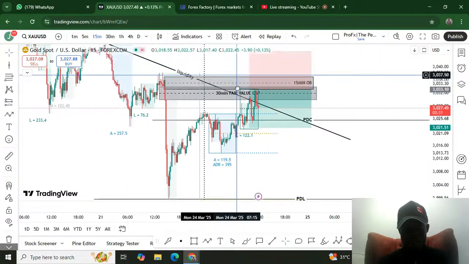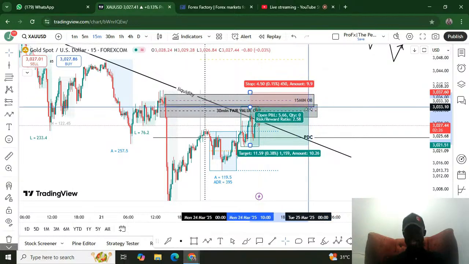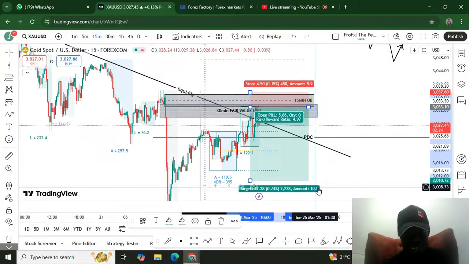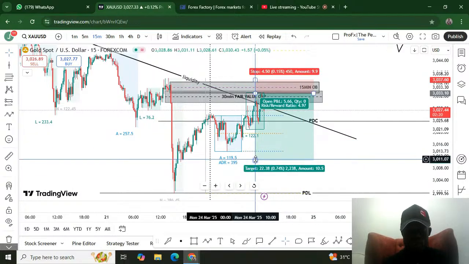So you need to back test and forward test to have many more examples, because price will print out in different scenarios. We have different types.